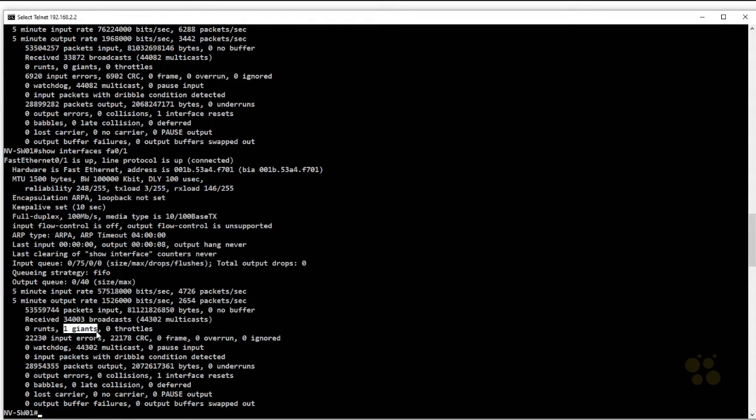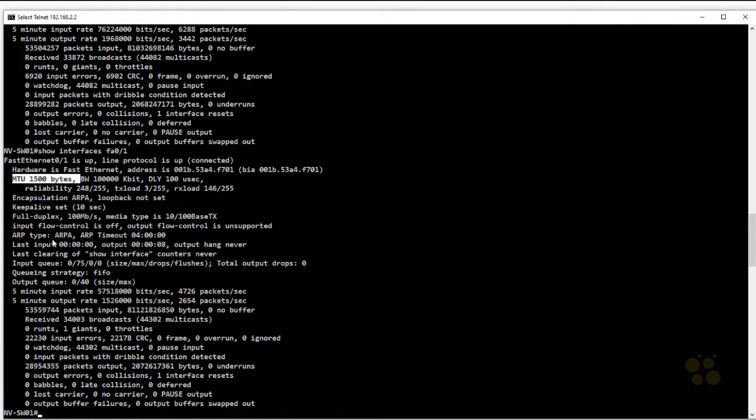Giants, what about that? That is where you have a frame that exceeds this right here. And that name should give it away. It's a giant. It's above 1,500 bytes inside of that frame. If you have that, it's considered a giant frame. Now, there are efficiencies in like data centers and things like that, where they can enable something called jumbo frames.